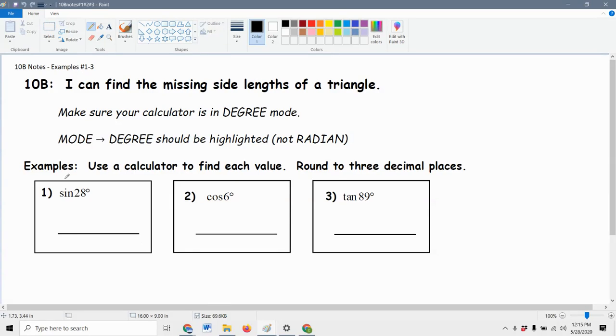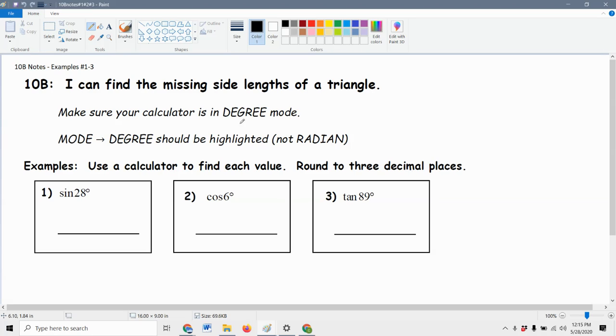Hi guys, this is the 10B notes, and we're working on examples 1, 2, and 3. So in 10B, we are trying to find the missing side lengths of a triangle.